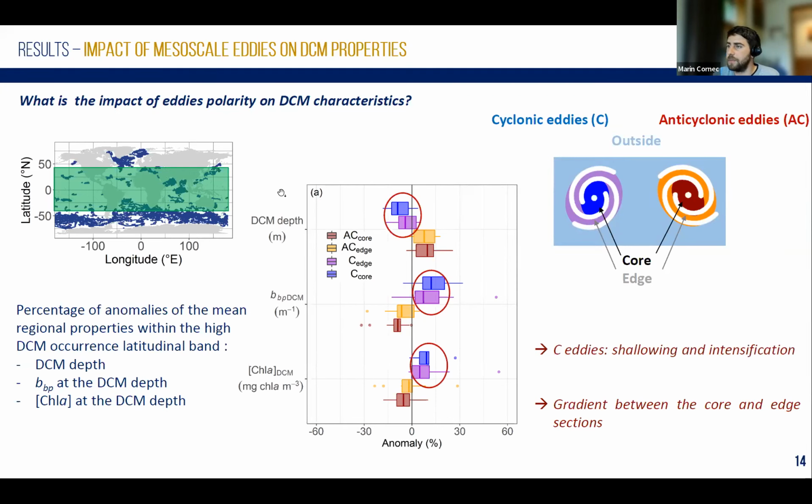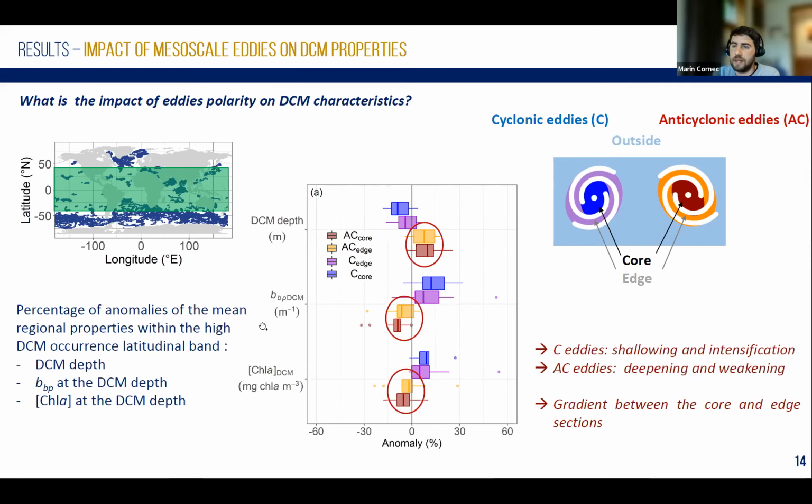And what we see is that we have a global gradient between the two extremes, core cyclonic and anticyclonic, and the edge section. And we see that for cyclonic eddies, we have shallowing of the DCM along with an increase of intensity, so the increase of BBP and chlorophyll A value at its depths, and conversely in the anticyclonic eddies, deepening of the DCM along with the weakening of its properties.